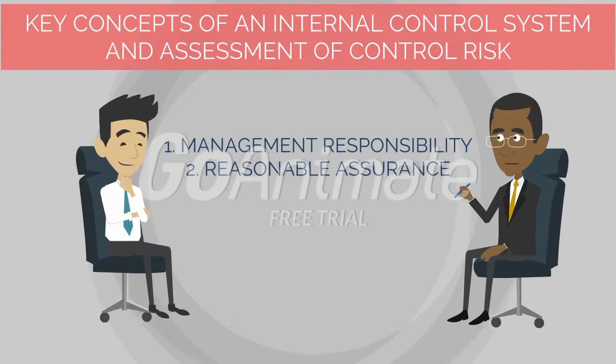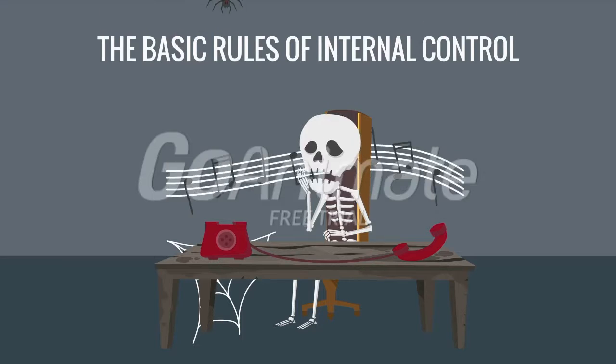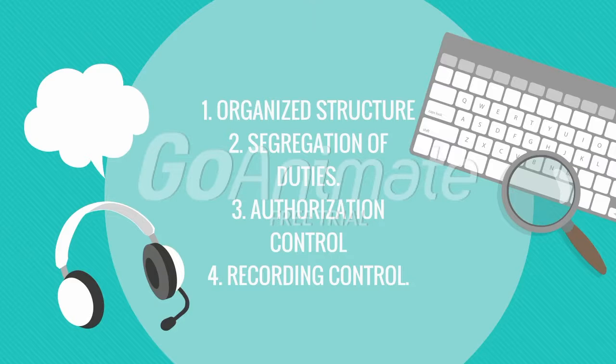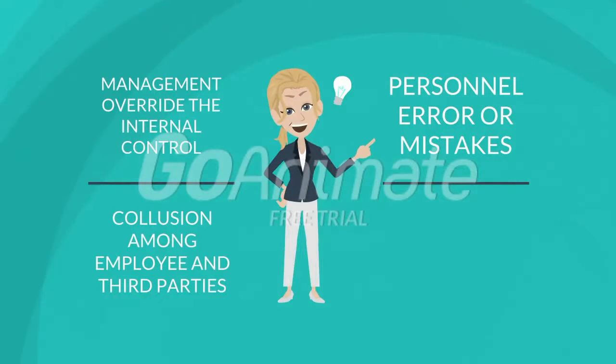Key concepts of an internal control system and assessment of control risk. 1. Management responsibility. 2. Reasonable assurance. The basic rules of internal control: 1. Organized structure. 2. Segregation of duties. 3. Authorization control. 4. Recording control. 5. Custody controls. 6. Personnel. 7. Supervision. 8. Management. Inherent limitations of IC.